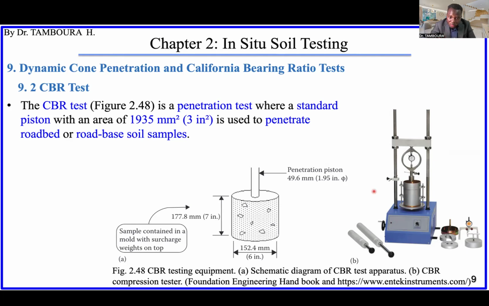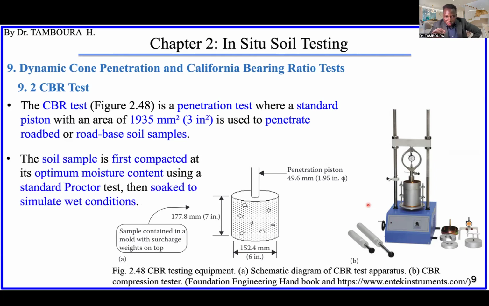These are just the dimensions of the soil sample, the diameter and the height in this mold. And this is the penetration piston. So this is the CBR test.